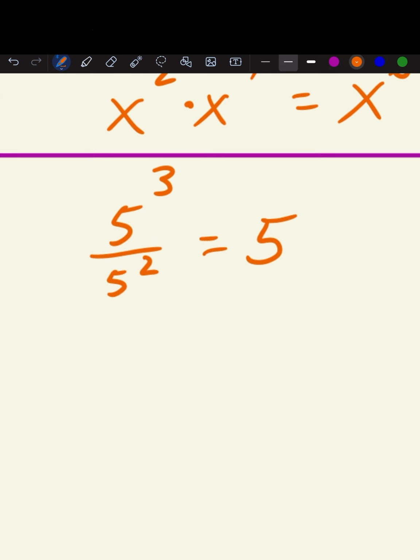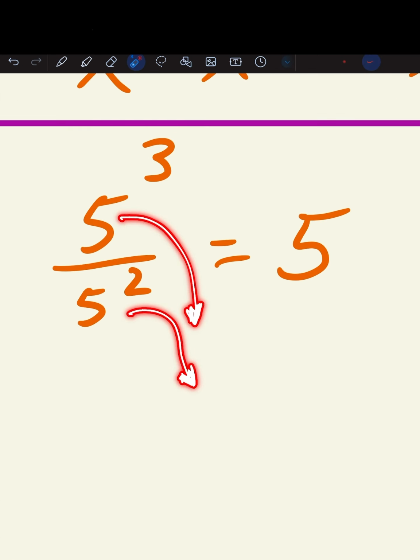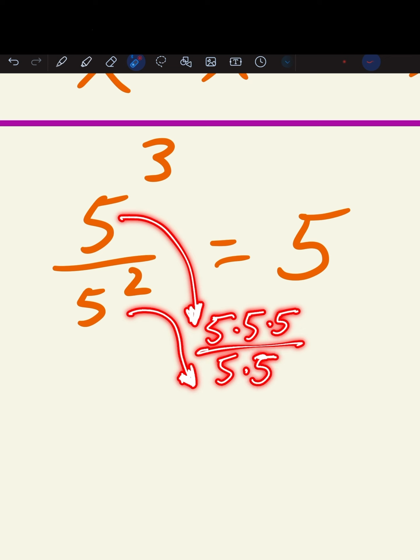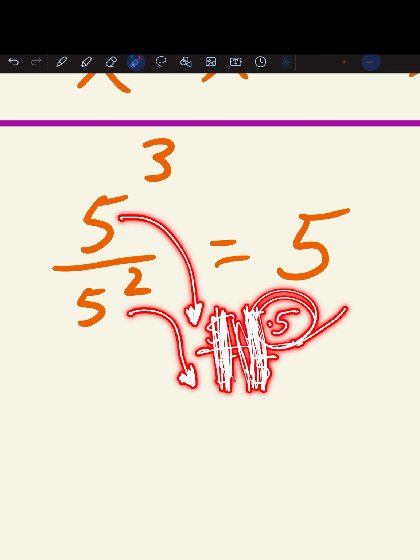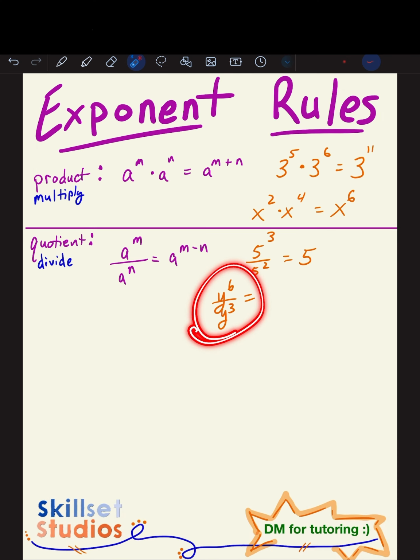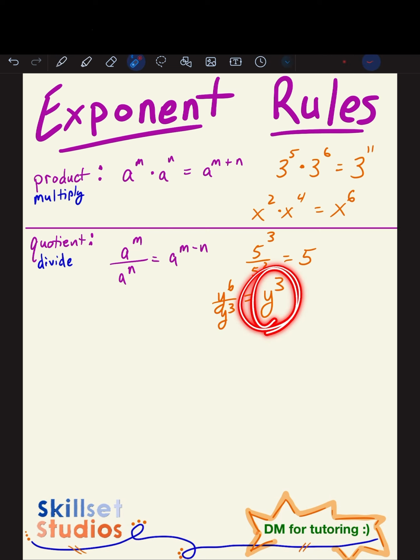in this case. And just like the product rule, if we think of these expanded out, 5 to the 3 would be 3 5's, 5 to the 2 would be 2 5's, and every 1 5 on top can cancel out with 1 on bottom, and so we would be left with a 1 5 up top. And again, an example with variables, as long as both your variables are the same, it's going to stay the same variable. We're just going to subtract the exponents. So 6 minus 3 would give us y to the 3.